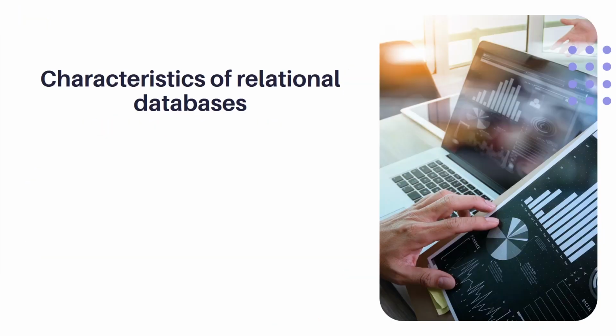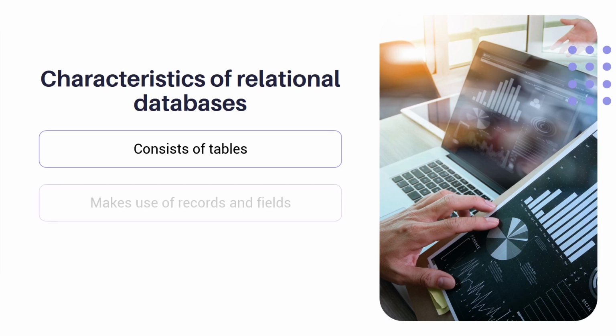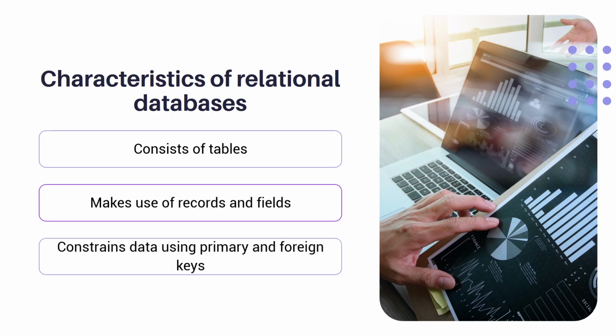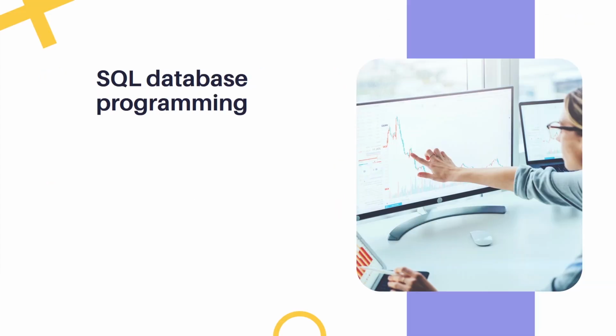In summary, the core characteristics of relational databases are as follows. They consist of tables, they make use of records and fields, and they constrain data using primary and foreign keys. So where does SQL fit into the broader picture?